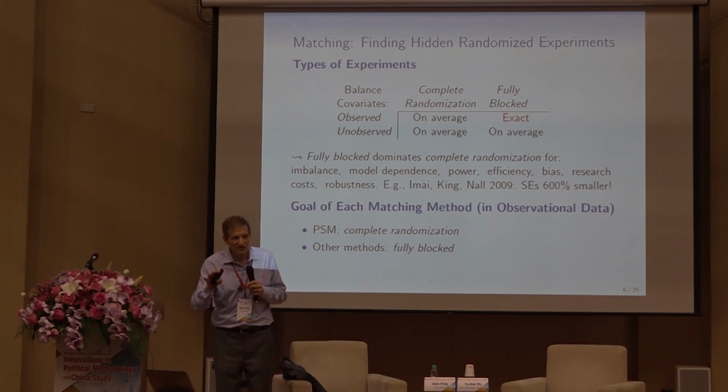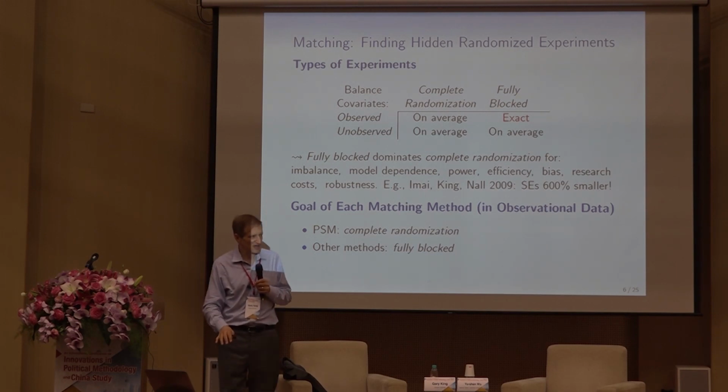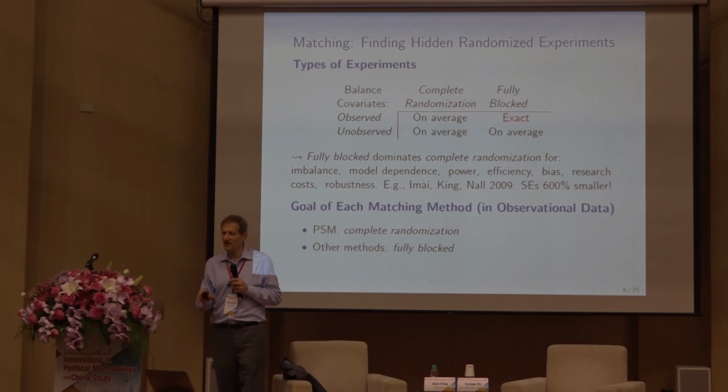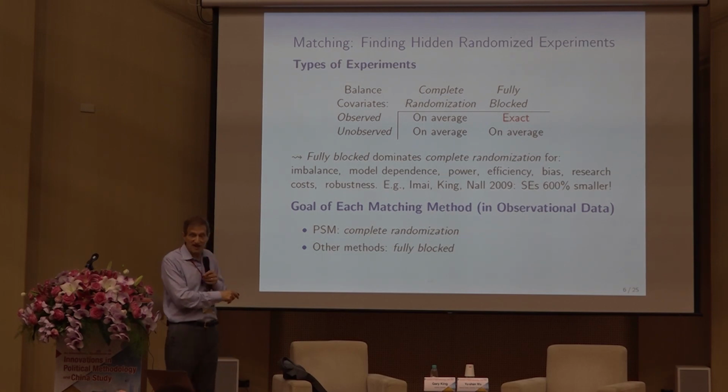So propensity score matching has lower standards. It doesn't try to achieve as much. That's one hint that you would prefer other methods to propensity score matching, because the goal is better. Of course, if you were able to get to complete randomization, that would be pretty good for an observational study. But if you could get to a fully blocked experiment, that would be even gooder. That's a joke.